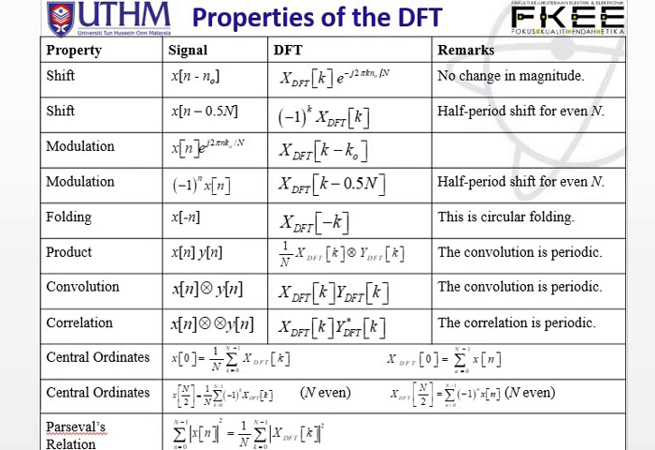Next is the properties of the discrete Fourier transform. We have the time shifting property and the frequency shifting property, modulation, folding, product, convolution, correlation, central ordinates, and Parseval's theorems. So we will look at it one by one.